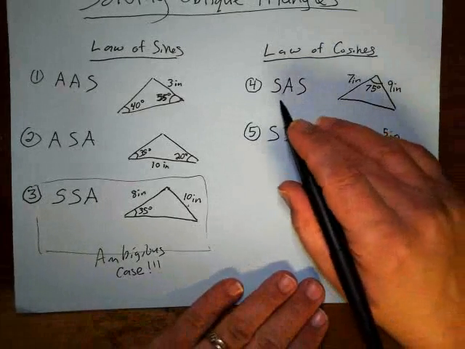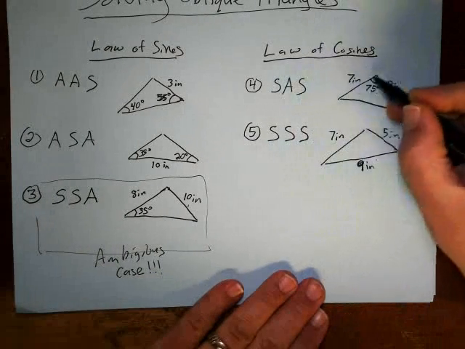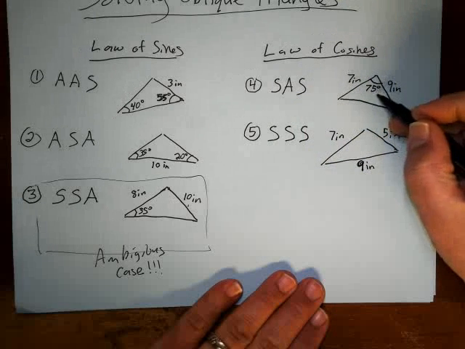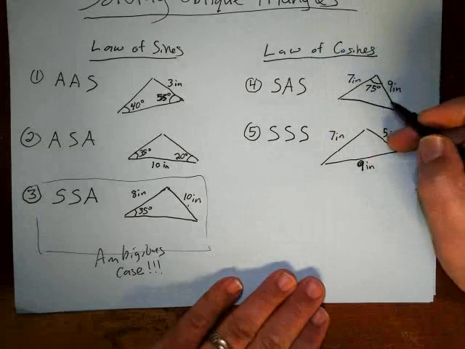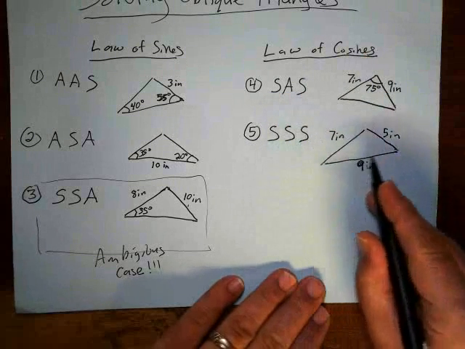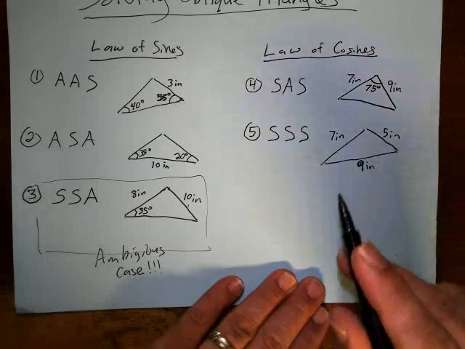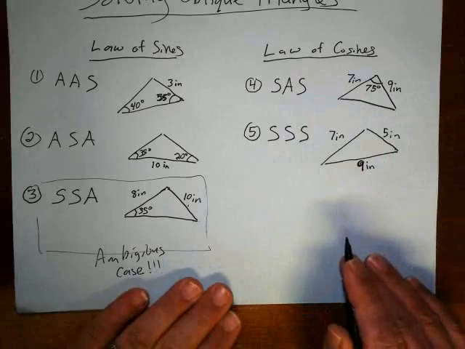So now, if you're given a side, an angle, and a side, so now the angle here is in between the two sides, so the two sides make up the angle, you're going to be able to use the law of cosines to solve the triangle. And if you're given a side, and a side, and a side, so you're given all three sides, again, you can use the law of cosines and solve the triangle.